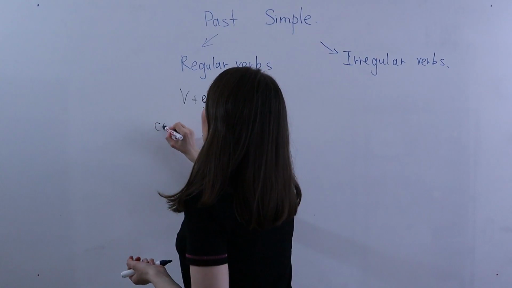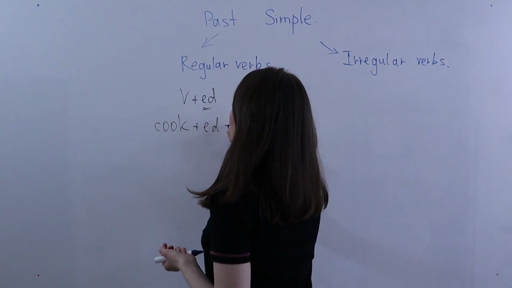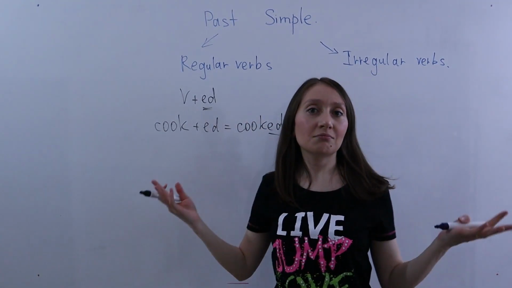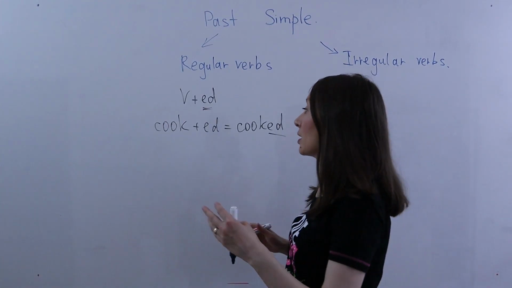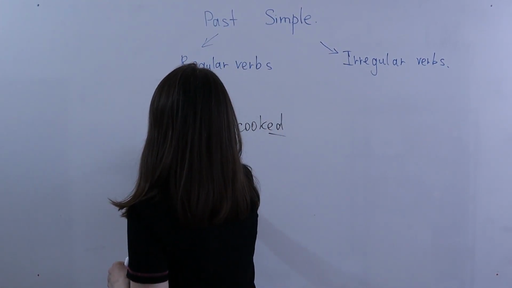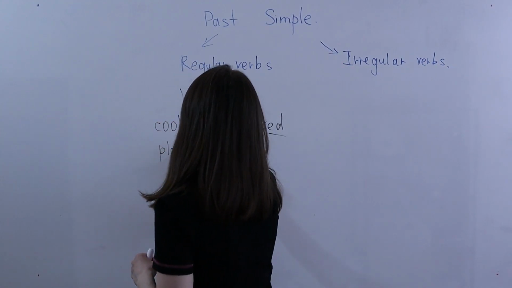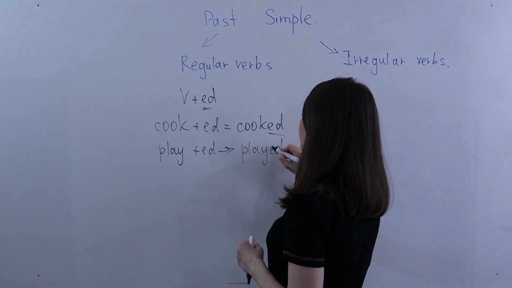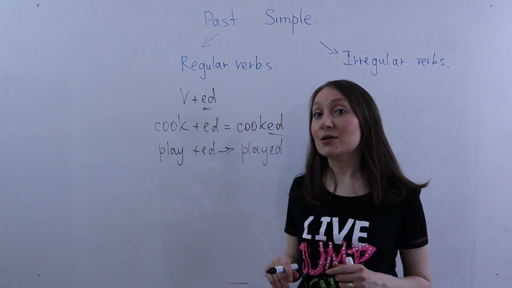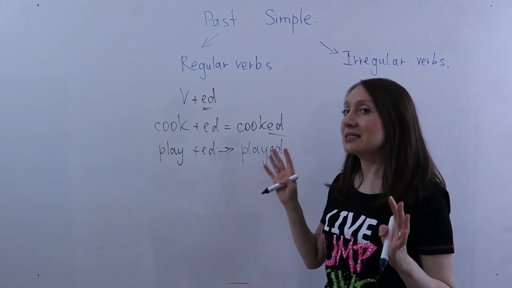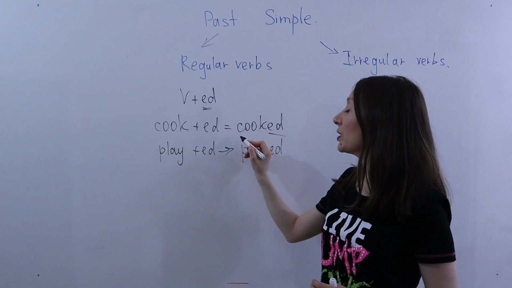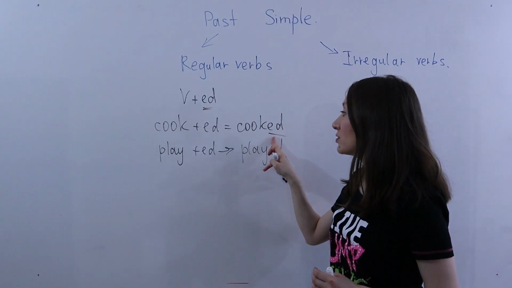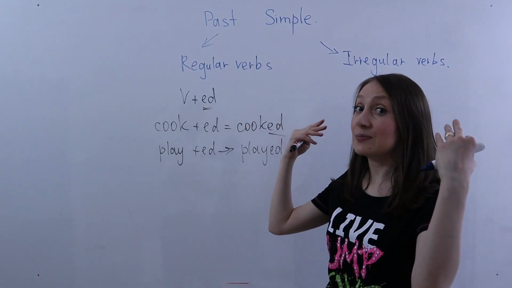For example, the verb cook plus ed, we have cooked. Super easy. I cooked dinner yesterday or last night. Next, one more verb. Play plus ed, we have played. I played football yesterday, right? So cooked, played. Simple verbs plus ed, and we make it with the help of regular verbs in past simple. So if you see the ending ed, it means it's past.